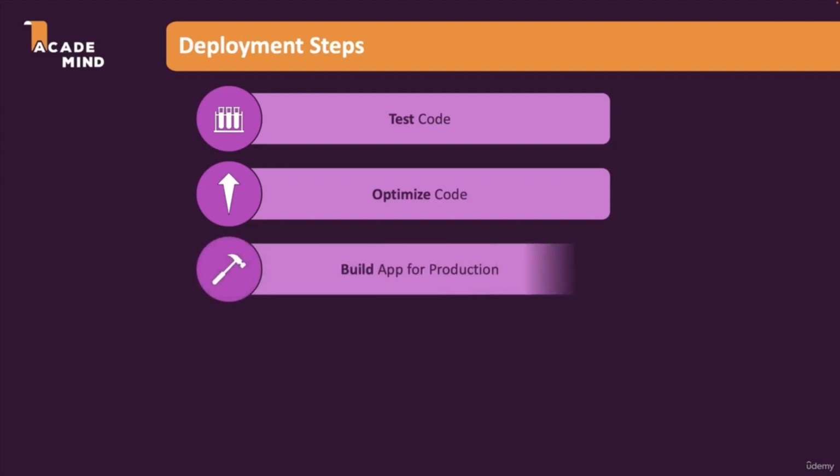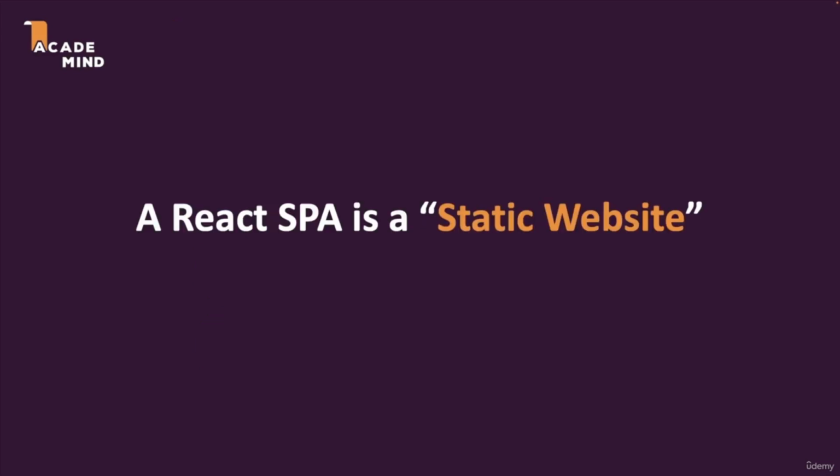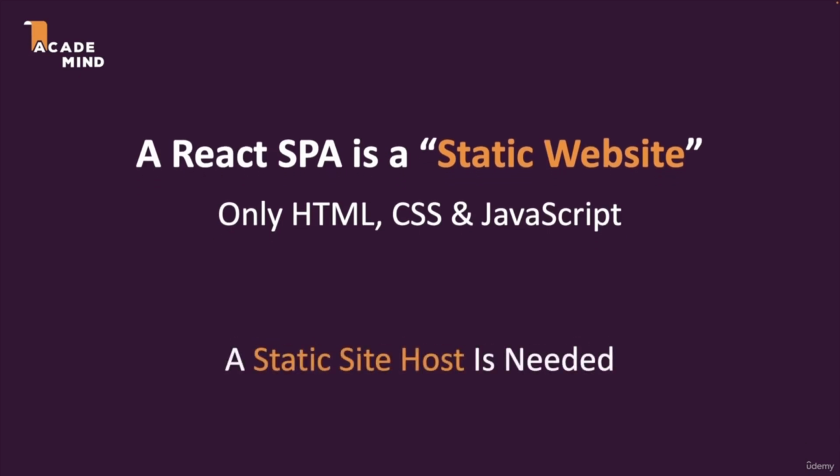So now that we built the app for production, let's upload it to a server. Let's deploy it. And when it comes to deploying our website, it is really important that a React single page application is a static website. It consists of only HTML, CSS, and JavaScript files, and maybe a couple of images. But it contains no code that must be executed on the server. Instead, all the code will be parsed by the browser and will be executed on the computers of our visitors. Therefore, we only need a static site host. We don't need any hosting provider that executes code on the server.